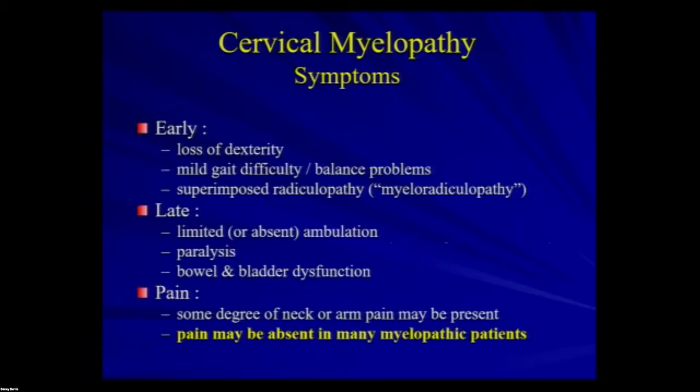There can be superimposed radicular pain if they have both myelopathy and radiculopathy. And then later in the disease process, patients can really get into trouble with altered gait and falling, loss of bowel and bladder function. But again, pain may not be present substantially.